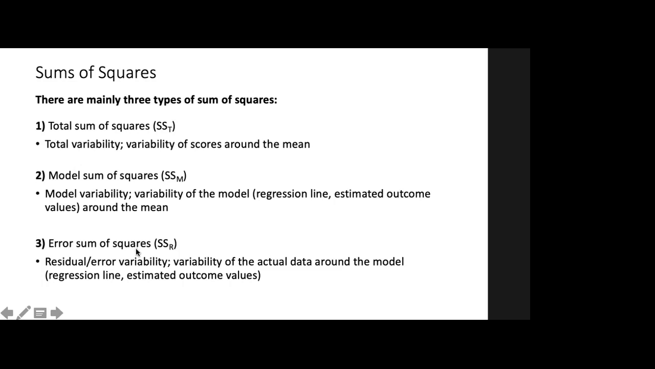And then we have the error sum of squares, and that's just the residual, the error variability. That is the variability of the actual data around the regression line, around our estimated values. So it's not the variability around the mean of our outcome variable, it's the variability around the regression line, the deviation from the regression line.